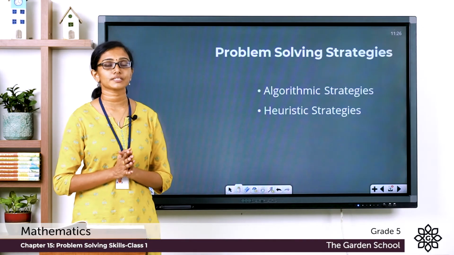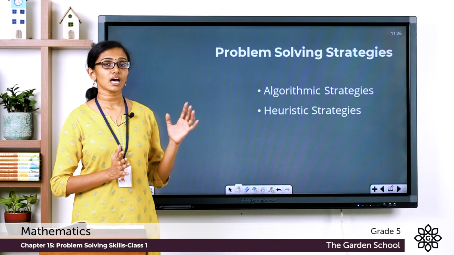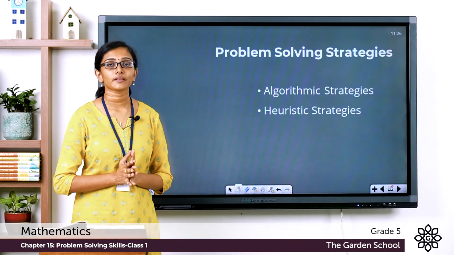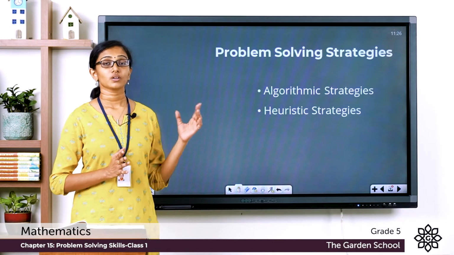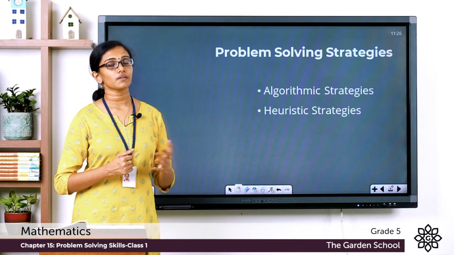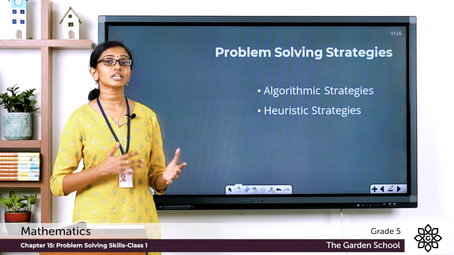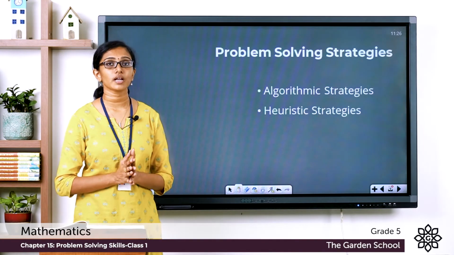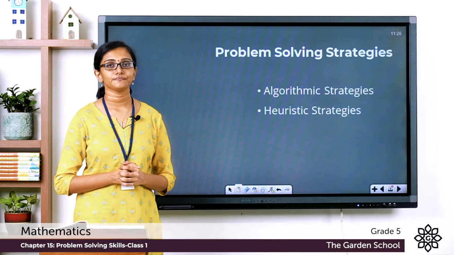And what about heuristic strategies? So these are the general trial and error methods of problem solving. Heuristic strategies are fast and shortcut methods to solve a problem. They may not give you the best or optimal solution, but will be practical.